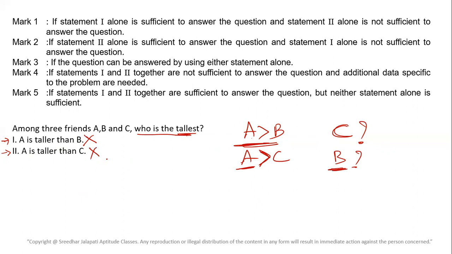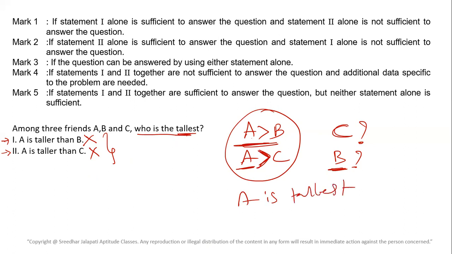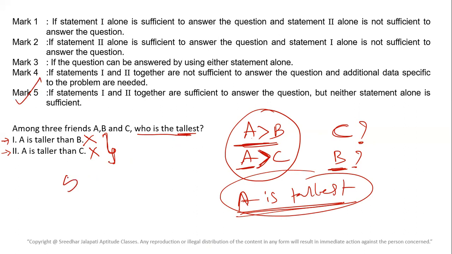When individually you're not getting the answer, the next step is to combine them. When I combine, A is taller than B, A is taller than C. So obviously A is the tallest. But here the question is not actually who is the tallest. We have to find out whether we can find the answer or not. Yes, we are able to find it, we got the answer. How did you get the answer? By using both 1 and 2 together. So therefore option 5 is the answer. Both together are sufficient to answer the question. As I said, it appears to be simple, but yes, they are very sensitive.